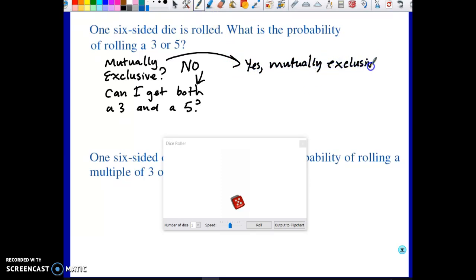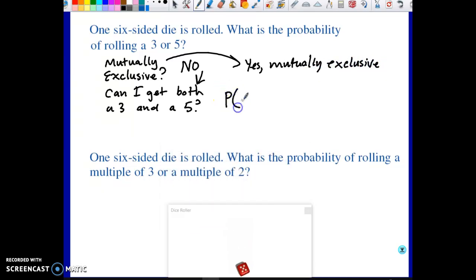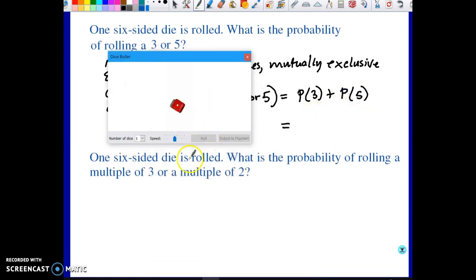So then for the probability, we just have to count the number of ways I can get a 3 or a 5. So the probability of getting a 3 or a 5 would be the probability of getting a 3 plus the probability of getting a 5. Well, what's the chance of rolling a 3? How many sides are there? There are 6 sides. Top, left, right, back, front, bottom. There should be 6 sides.